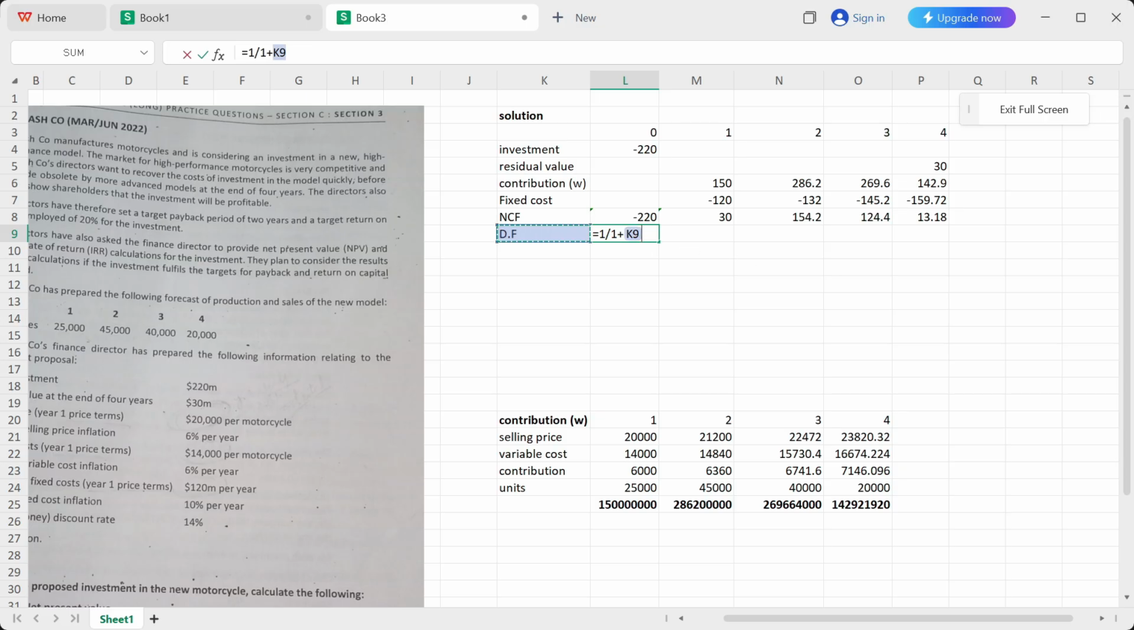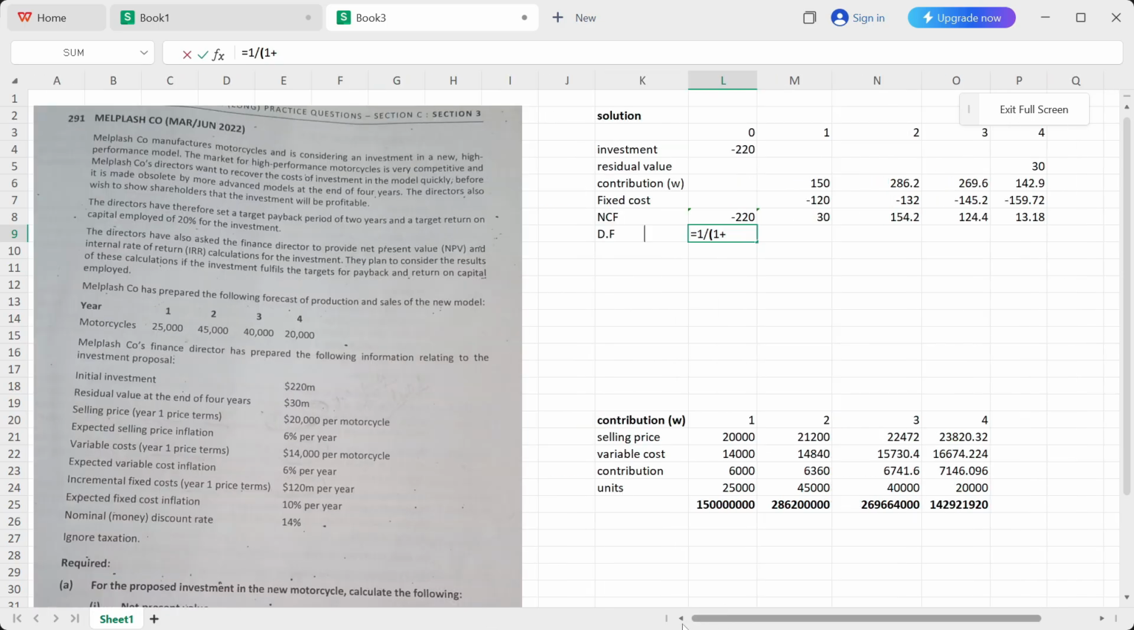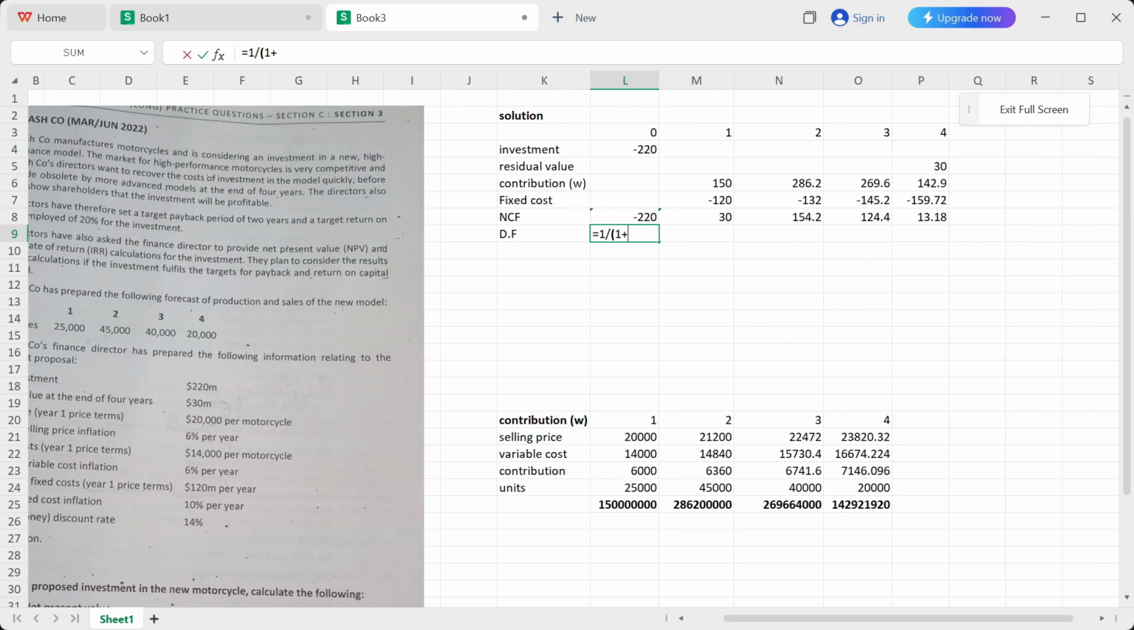So let me just place the bracket 1 plus I. I is the discount rate which was given to us in the question over here. And since it is nominal, we do not need to adjust it for inflation because it has already been adjusted. It's nominal, right? So it's 14%. So my I or my discount rate is 14%. Okay. And the power is going to be 0 because it's year 0, right? So here I have the discount rate for year 0.